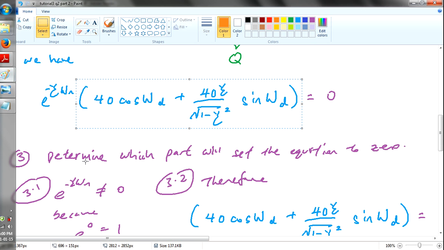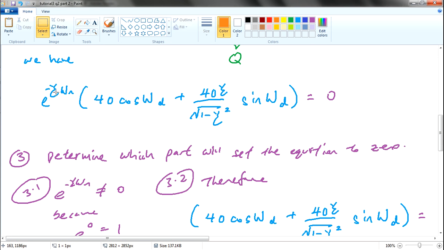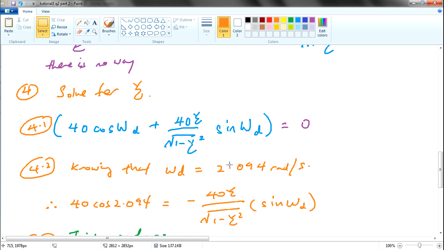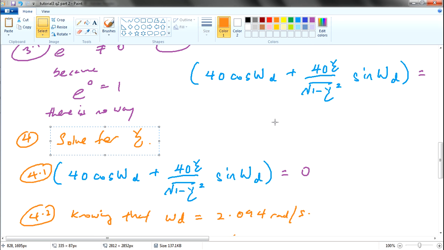The exponential form cannot be 0, because if you substitute in 0 for omega or damping factor, you will never get 0. E to the power of 0 is always 1, not 0. So it is impossible to get 0. Thus we can deduce that this other part is equal to 0, and therefore we solve for our damping factor.